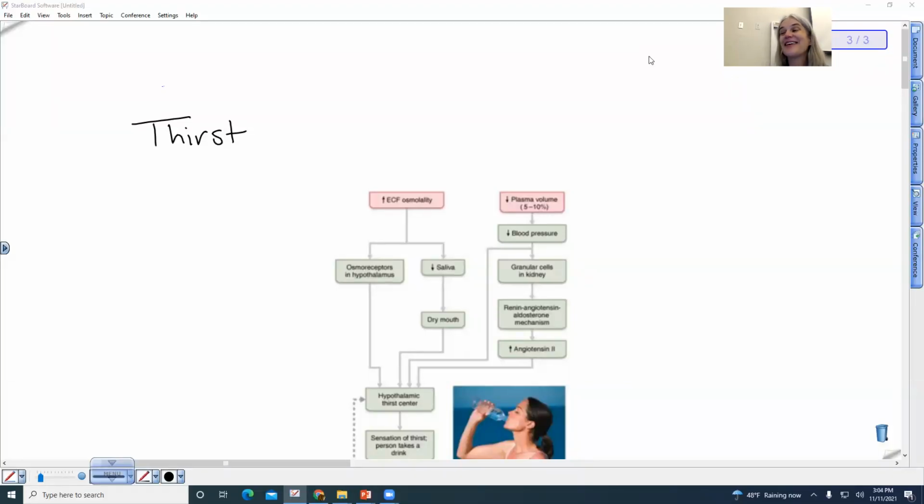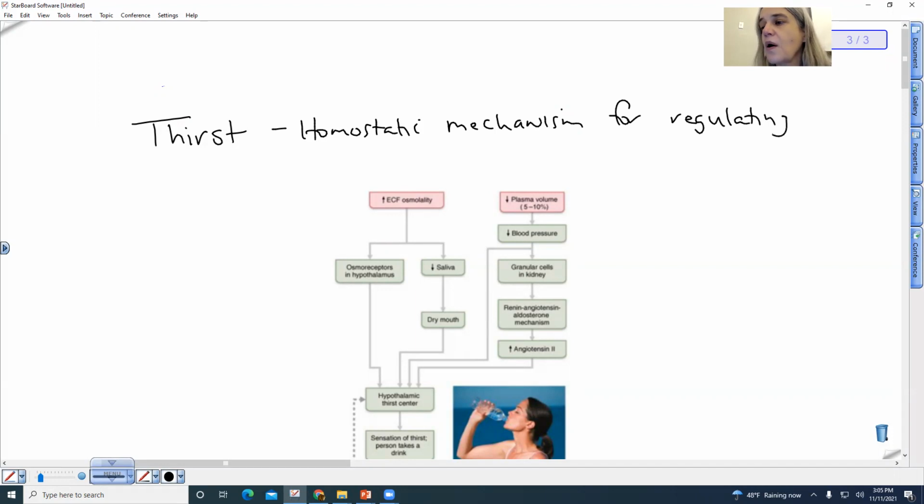So we can talk about water intake and why it is that we feel the need to drink water. When we talk about thirst, it is a homeostatic mechanism, a negative feedback mechanism, that allows us to regulate our water solute concentration.